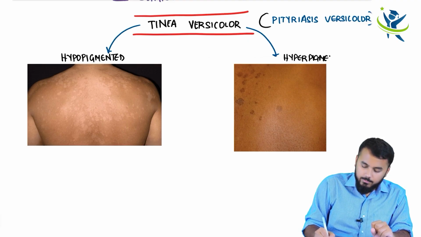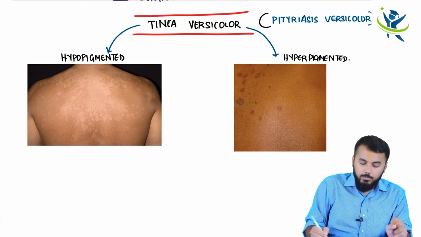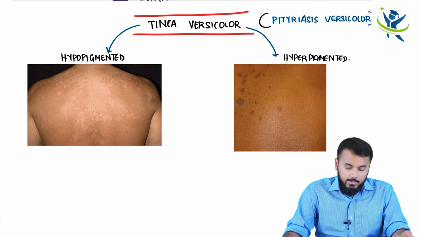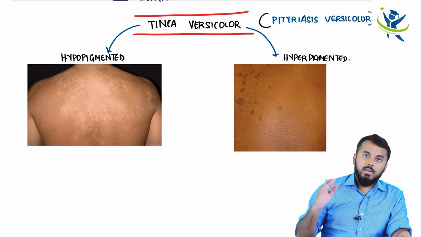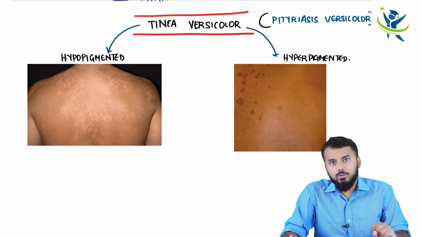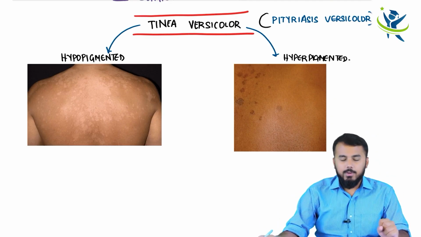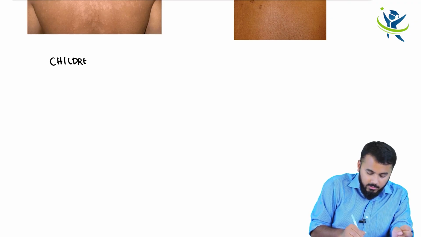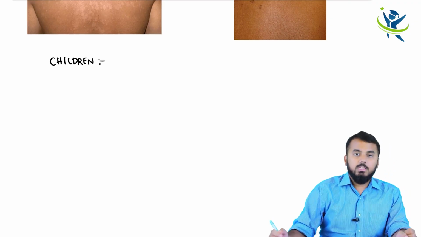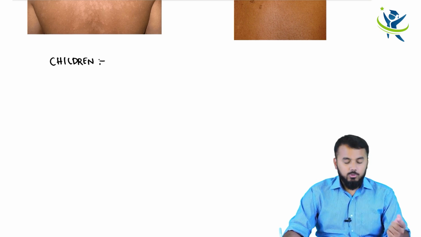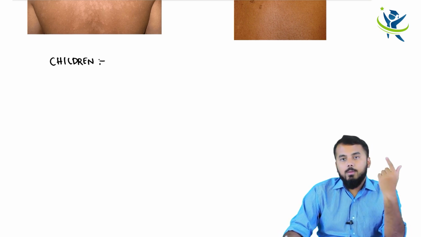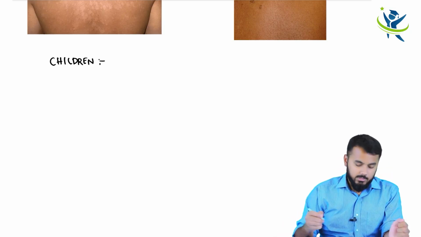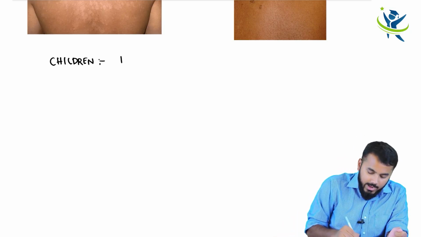Another important thing you need to know is that in children, the progression of the rash will be different from the adults. How? In children, most commonly you would see this rash in the face. I mean, you would see those hypo or hyperpigmented lesions in the face, right?